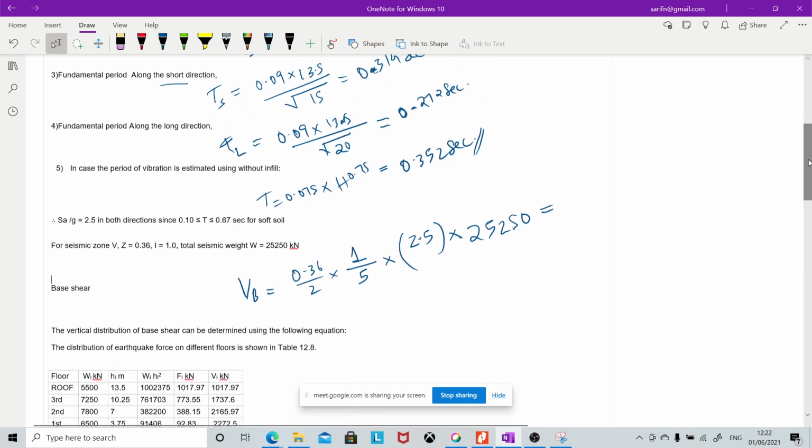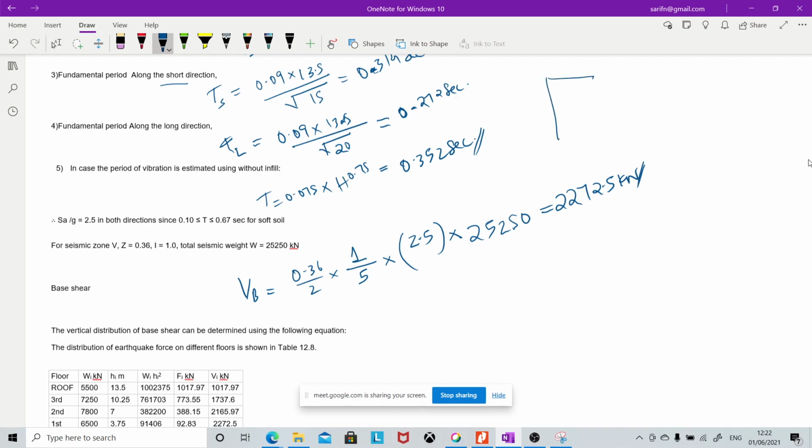You will get the value as 2272.5 kilonewton. What that means is, this is our building, and the shear that is going to act at the base is the base shear. This value is 2272.5 kilonewton. Now what we have to do is distribute this base shear to each of the different floors.